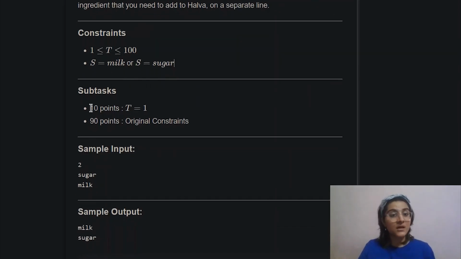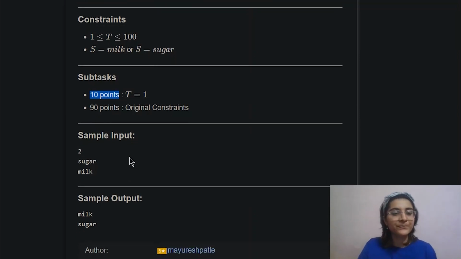There are also subtasks in this. For 10 points, T will be just 1. That means if you are answering just one of the test cases, you will be given 10 points. Otherwise, you will be given the entire number of points, which is 100 in these questions.